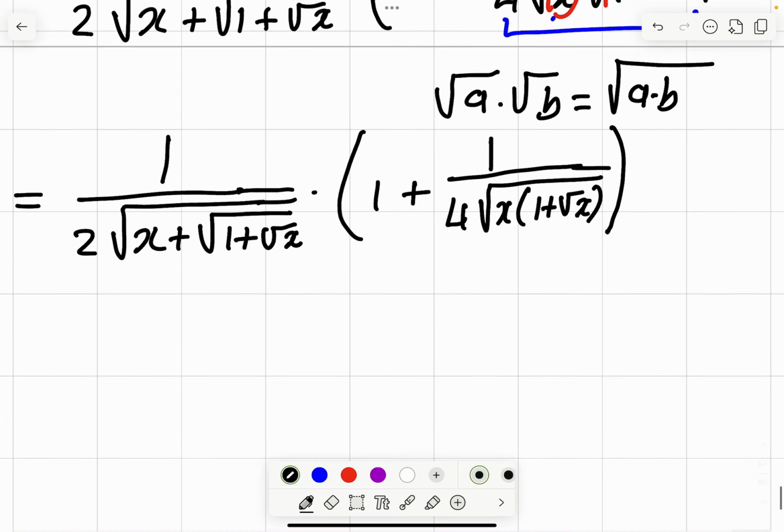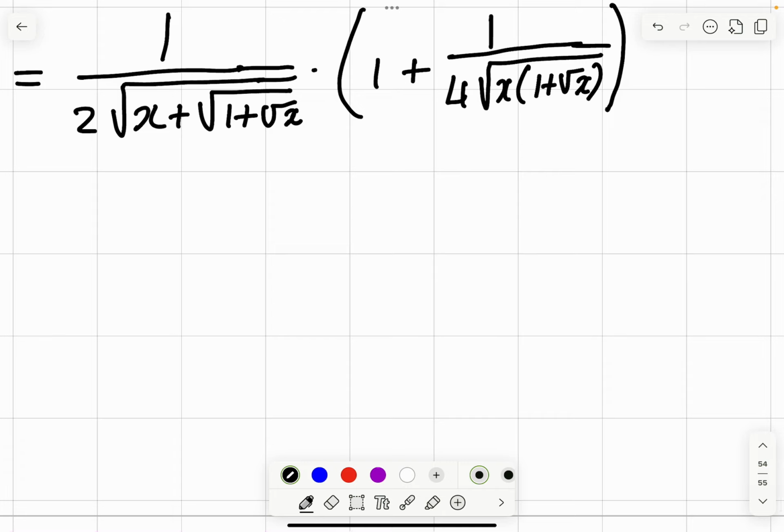Therefore, you are done. Nothing more, nothing less. That's how we are deriving using the so-called chain rule.